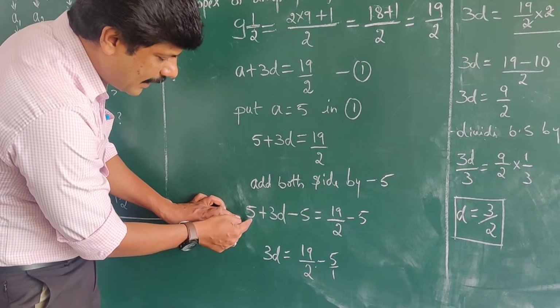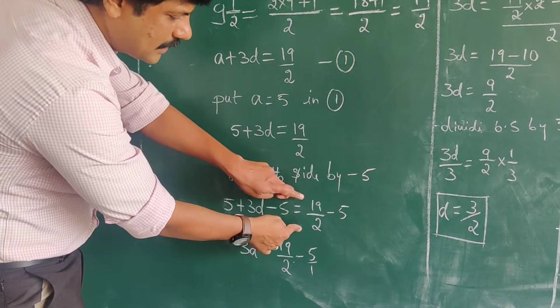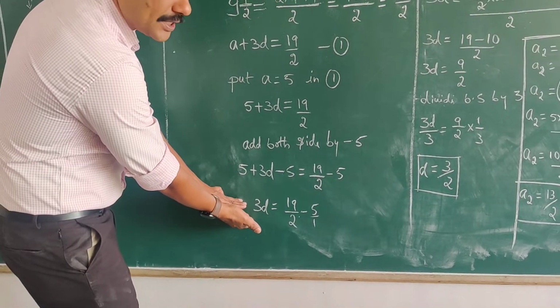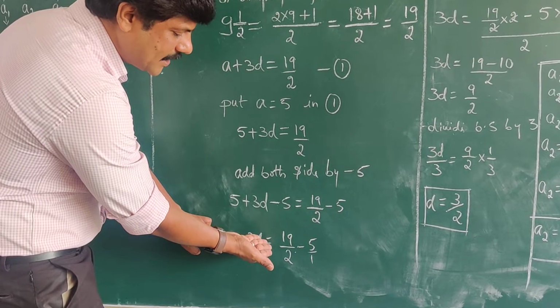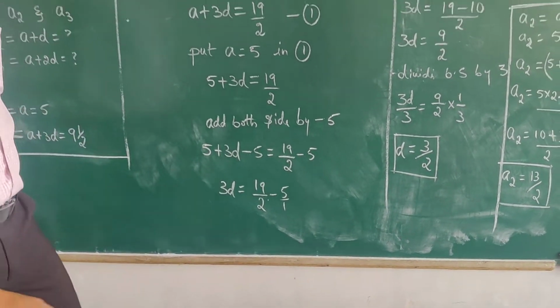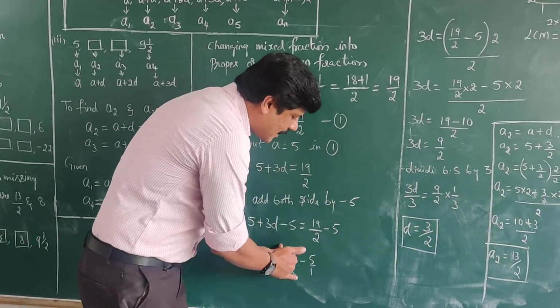You will get 5 plus 3d minus 5, and 19 by 2 minus 5, added on both sides. Plus 5 minus 5 gets cancelled. What is remaining is 3d is equal to 19 by 2 minus 5. Understand, children? Now 5 is to be subtracted from 19 by 2.